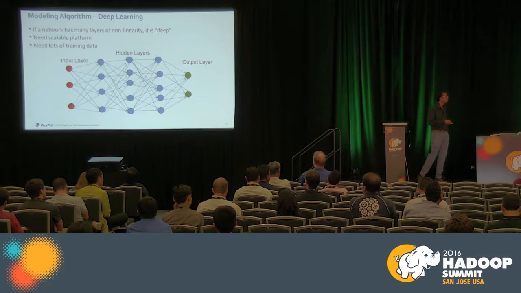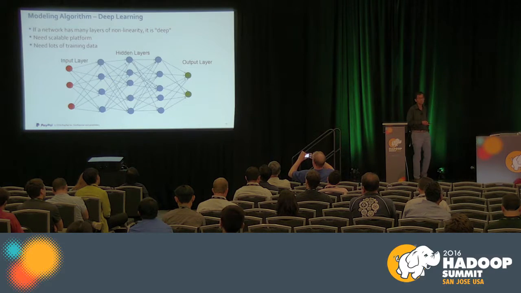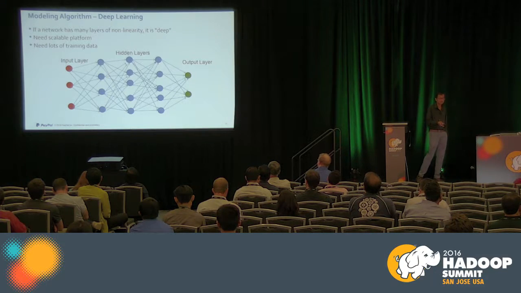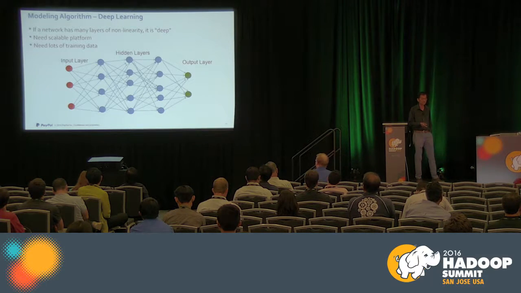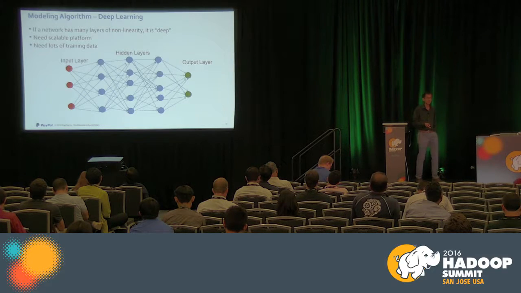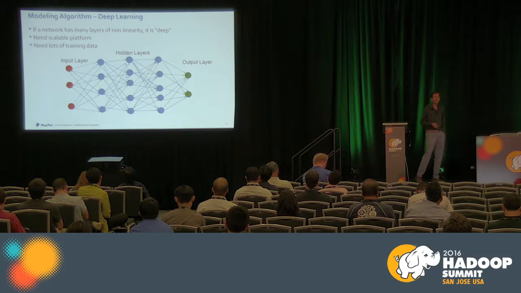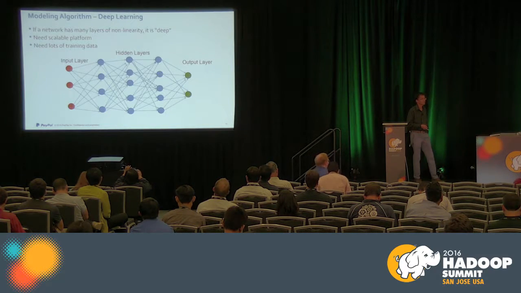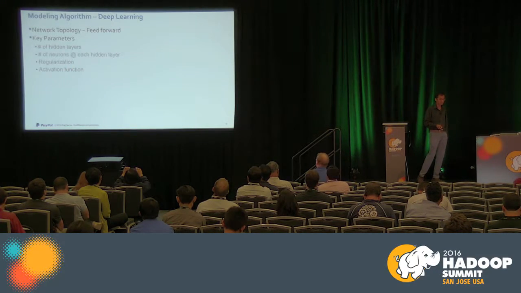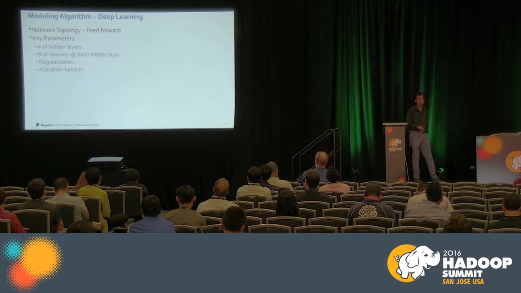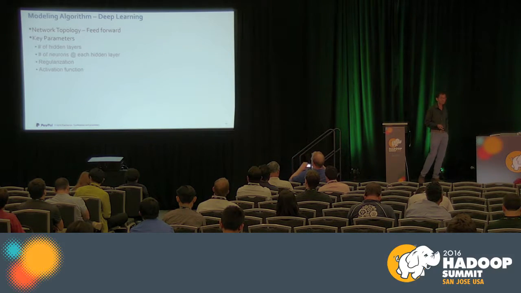So this is briefly on the deep learning side. Two models were built using deep learning. There was previous work on this, but just to give you a brief introduction: if a network has many layers of nonlinearity, then it's deep. Obviously, deep learning requires lots of training data and a scalable platform to be effective. Our earlier models were all neural network based, and we extended this to a deep learning based model. The network topology used was mainly a feed-forward implementation. There are other variations of architecture, but they weren't used for this particular work.